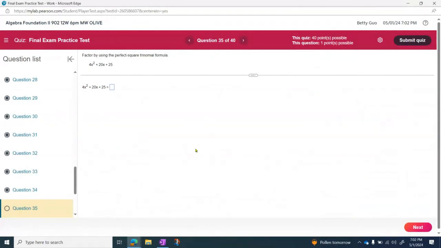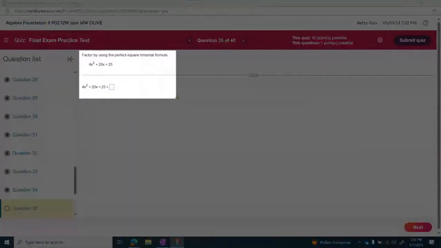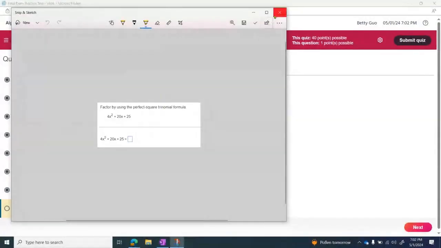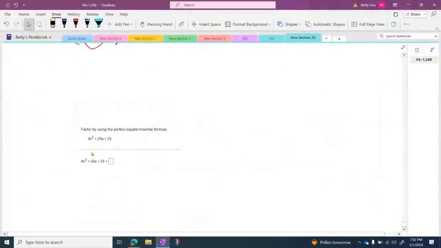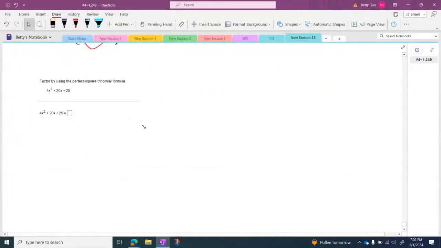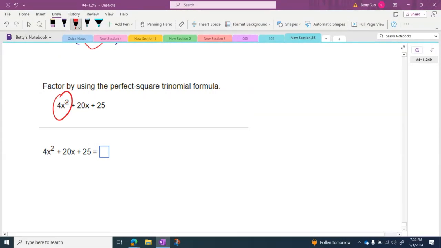Factor by using the perfect square trinomial formula. Well, if the question specifically tells you that, it makes things a lot easier. If the question specifically tells you to use the formula, that means it is a perfect square trinomial, and all you need to do is find the two bases. So this is going to be a perfect square. Let's see what the base is.